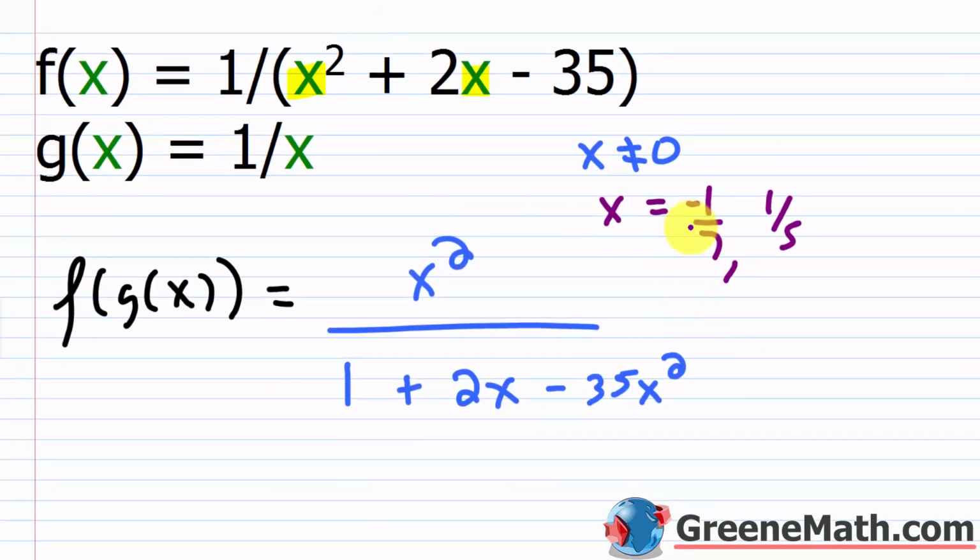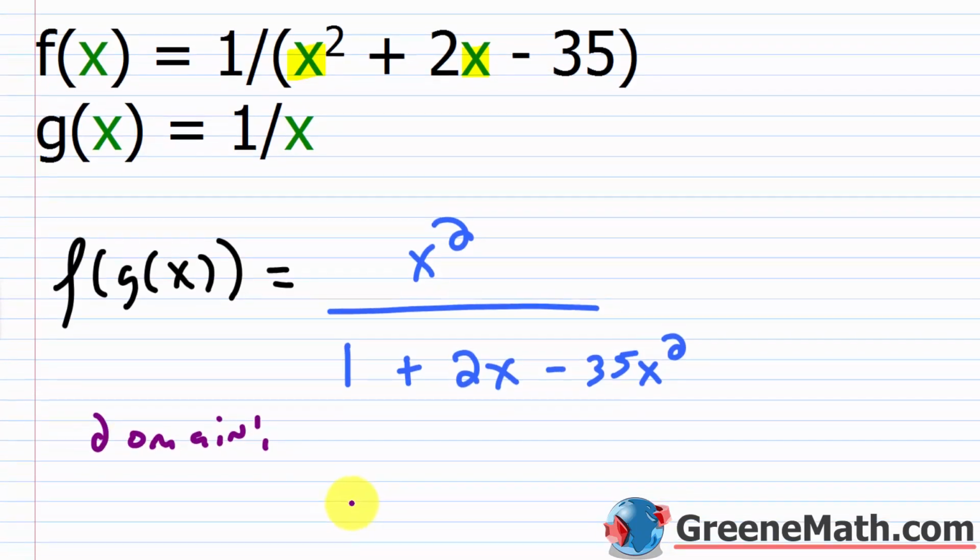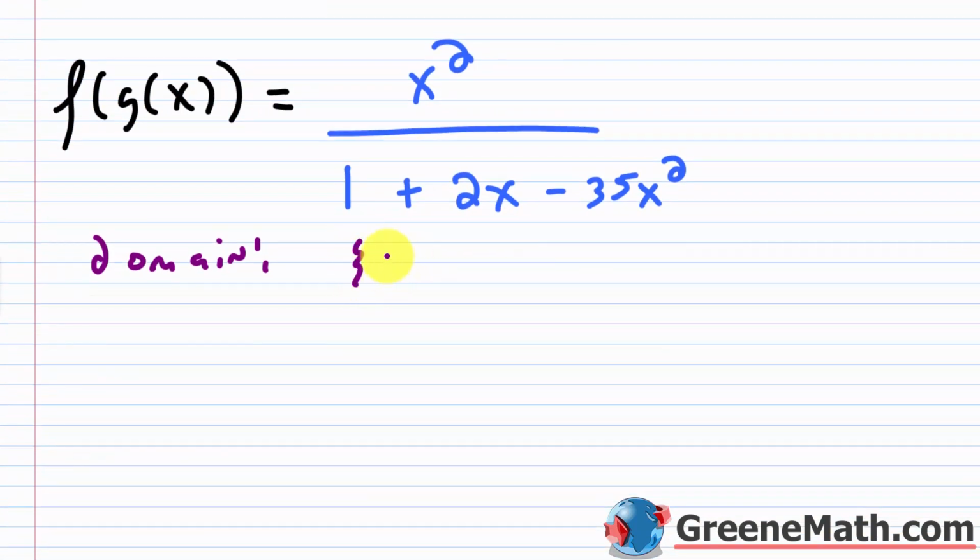Okay, so x can't be 0. We know that from the inside function. And then also x can't be -1/7 or 1/5. So let's write our domain. And we probably want to write this one down here because it's going to be a little bit lengthy. So I'll start by writing it in set builder notation, the set of all x such that x cannot be equal to 0, 1/5, or -1/7.